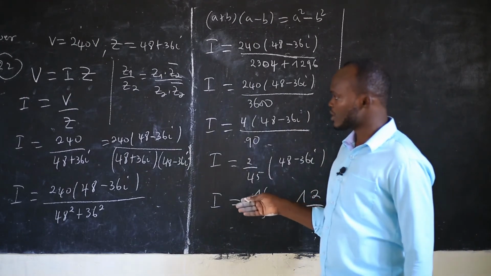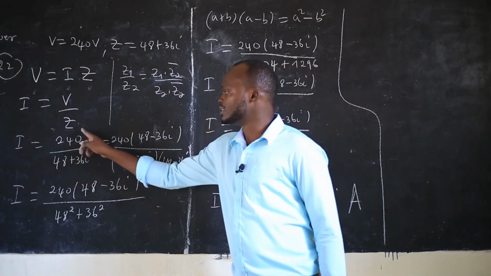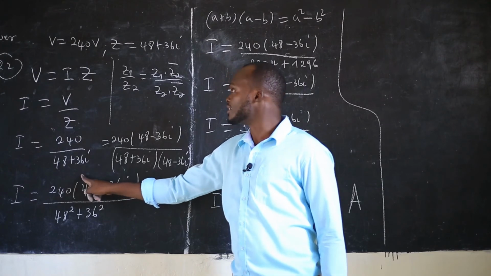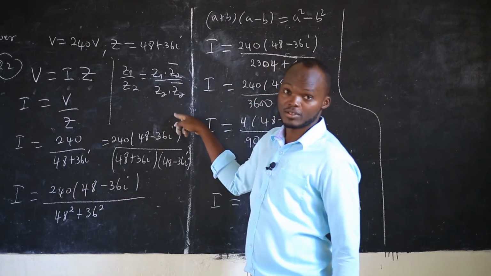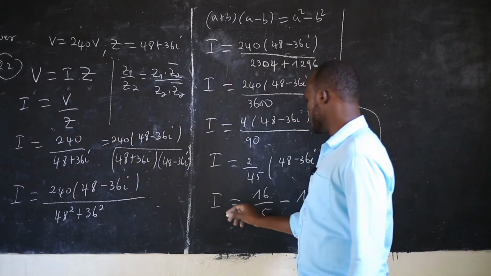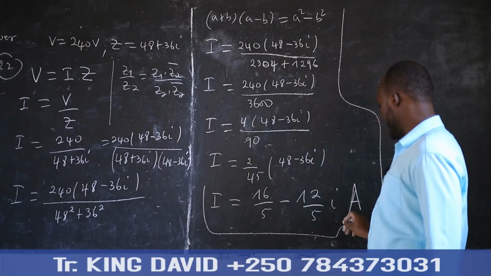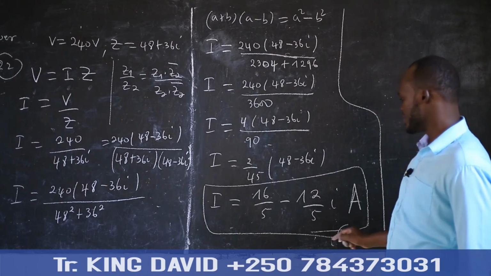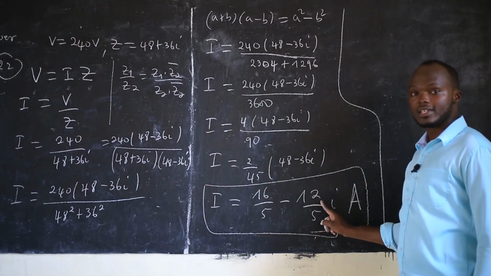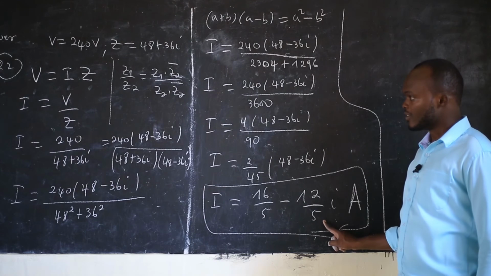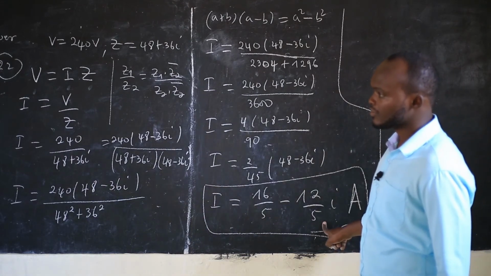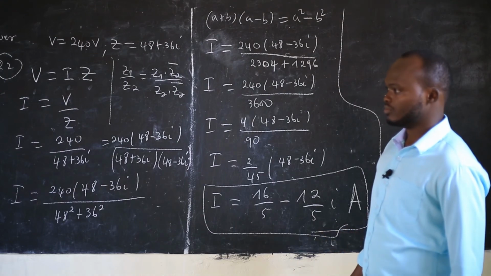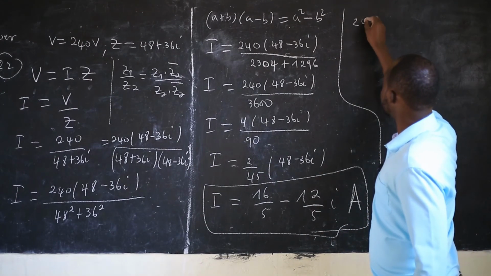So the problem was just to take 240 divided by 48 plus 36i, and what we used here is the conjugate. So the current that they have been asking us is that one, which is 16 over 5 minus 12 over 5i ampere. I hope there is no question. We can proceed to number 24.